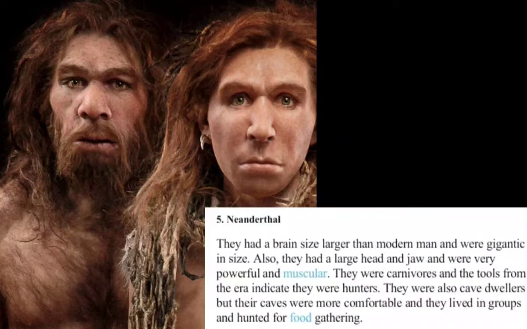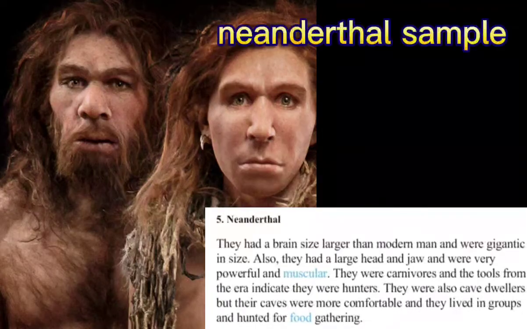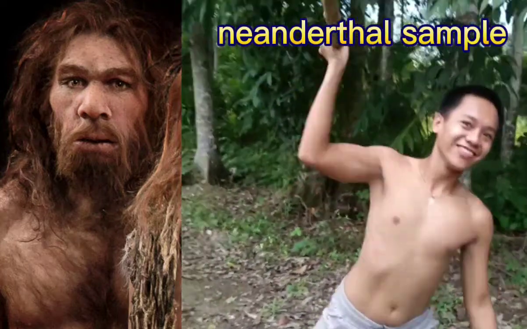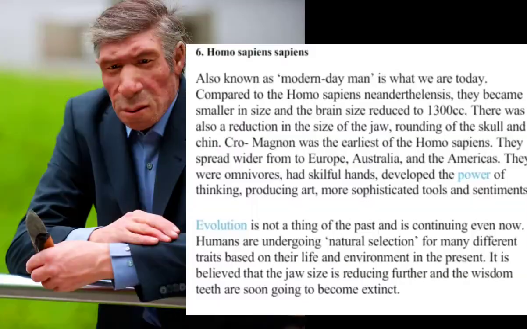Neanderthal. They had a brain size larger than modern man and were gigantic in size. Also, they had a large head and jaw and were very powerful and muscular. Homo sapiens, also known as modern-day man, is what we are today. Compared to the Homo sapiens neanderthalensis, they became smaller in size and the brain size reduced to 1,800 cc.